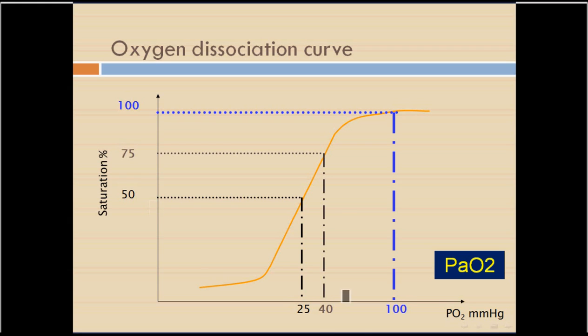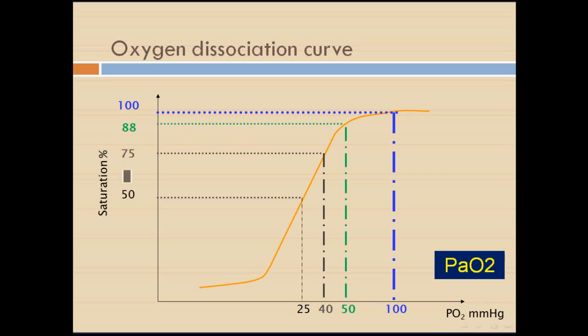When you look at this, 40 millimeter mercury of oxygen will give you a saturation of 75, and this is the mixed venous. 50 millimeter mercury will give you about 88. This is the hypoxic level, 50 to 60, because if the partial pressure drops more than this, there's a steep drop of the saturation, and so the patients will suffer a lot. So this should be considered and memorized.